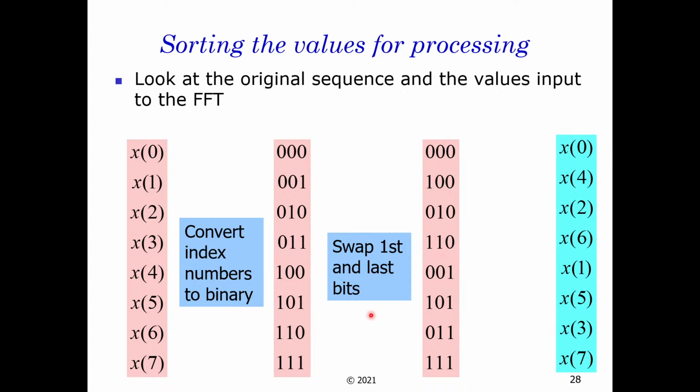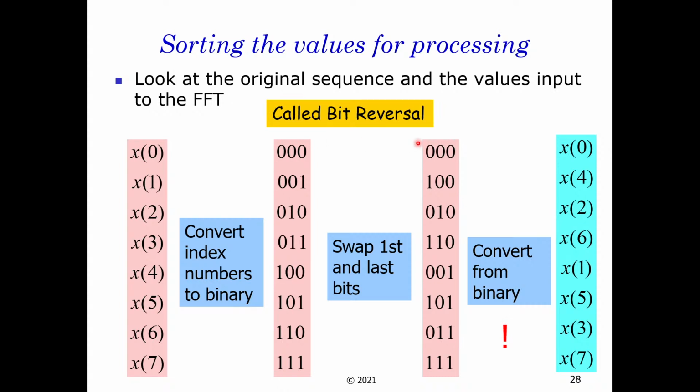Once we do this swap for the first and last bits of the binary representations, we just convert them back into decimal. So 0, 0, 0 gives us x0. 1, 0, 0, because this is binary to decimal, gives us x4. This one is x2, this one, 1, 1, 0, gives us x6, then x1, x5, x3, and x7 accordingly. And this is how we get our starting sequence for the FFT.